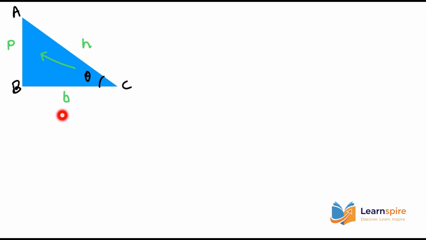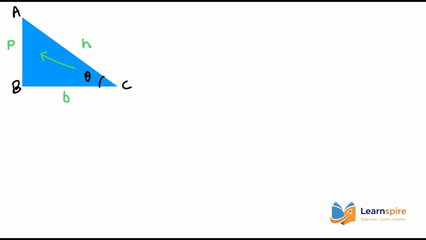Now, there can only be six possible ratios. The first ratio can be of perpendicular to hypotenuse and vice versa, hypotenuse to perpendicular. The second pair of possible ratios can be base to hypotenuse and hypotenuse to base. And the third pair of ratios can be perpendicular to base and vice versa, base to perpendicular. So let's write them down.